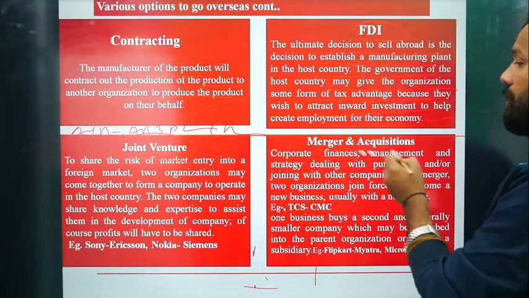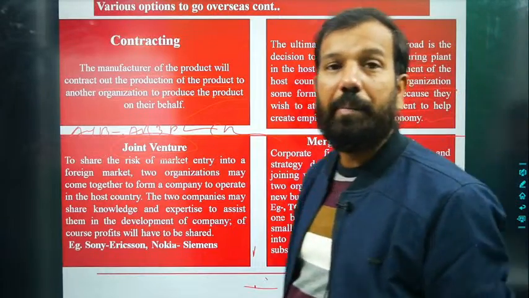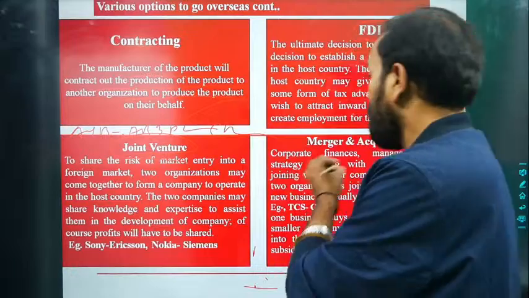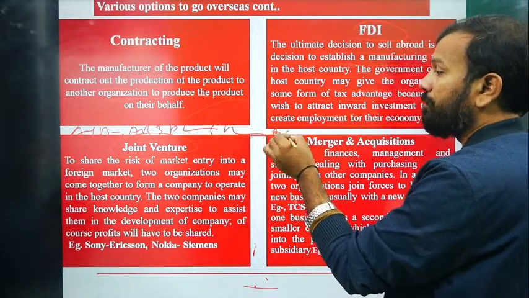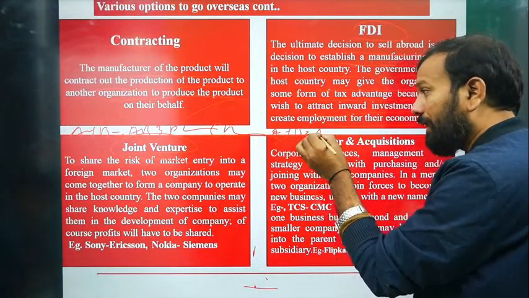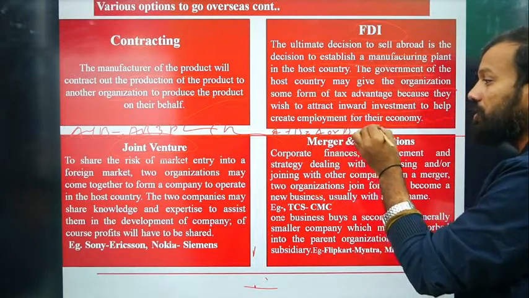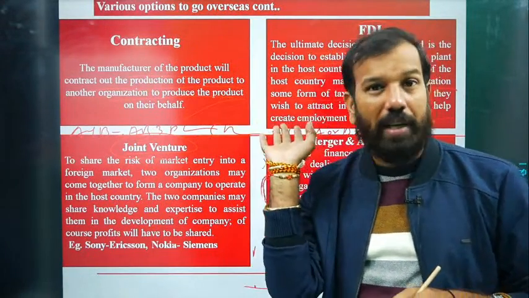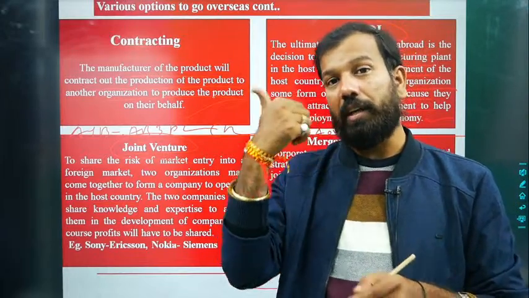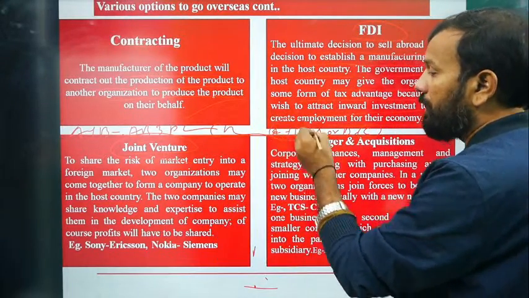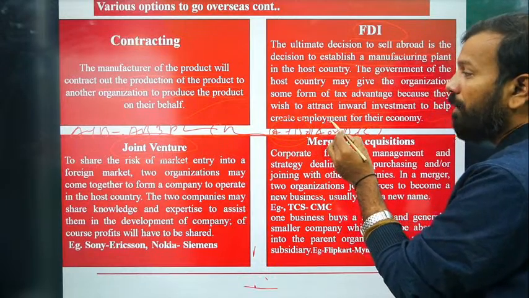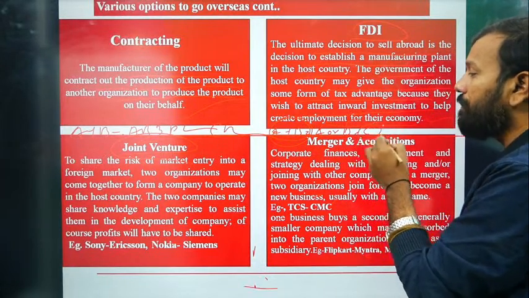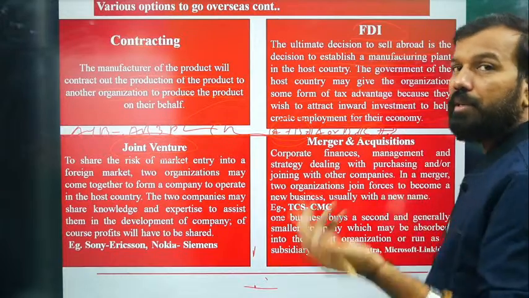Then merger and acquisition. There is a slight difference between a joint venture and a merger. In a merger, A plus B becomes either A or B, sometimes C also. Merger means two companies are merged into one company. Depending on their mutual understanding, suppose A and B are merging, they can use the brand name of A, the brand name of B, or sometimes go with a new brand name, which can be C. It totally depends on what you are using.